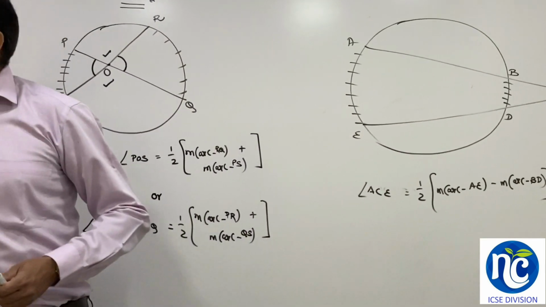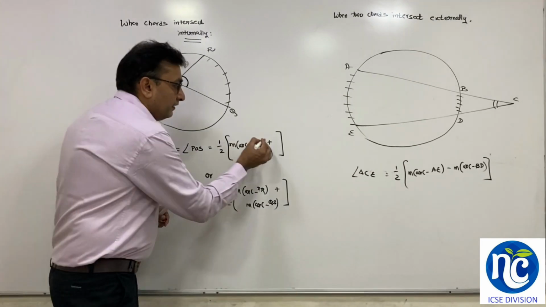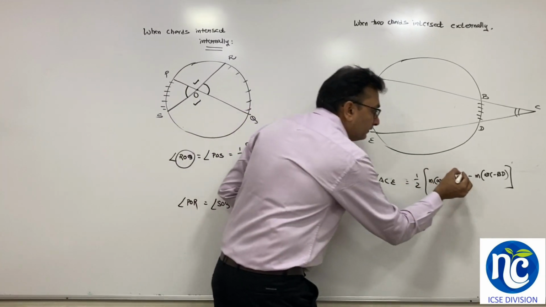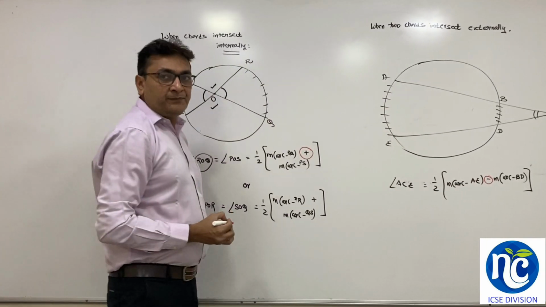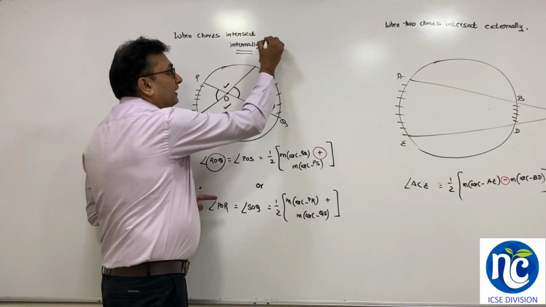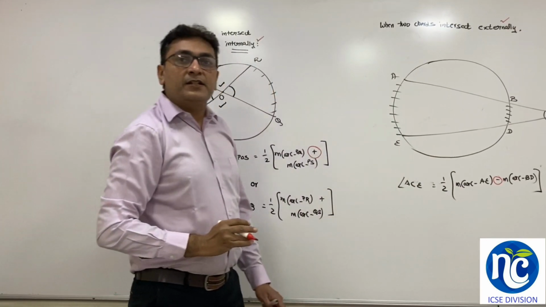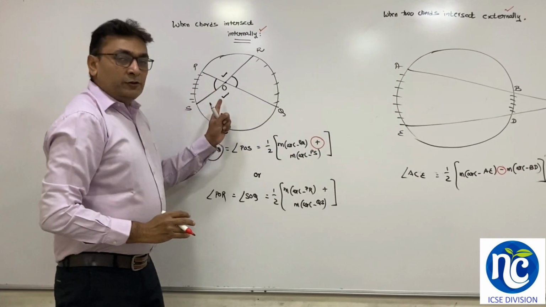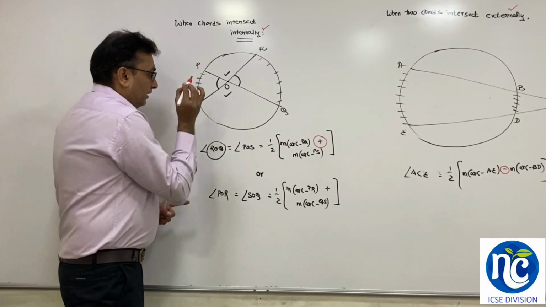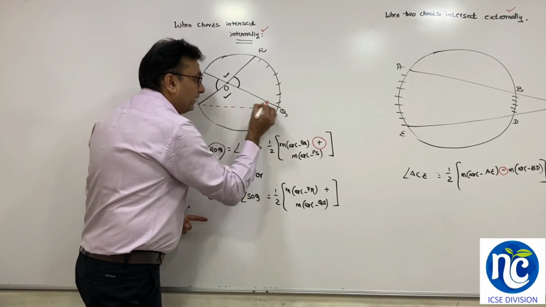Now see carefully. Understand the difference. Can I say here you have plus, here you have minus. These are chords intersecting internally. These are chords intersecting externally. You can prove this also. I will prove this. Suppose I draw these two lines.